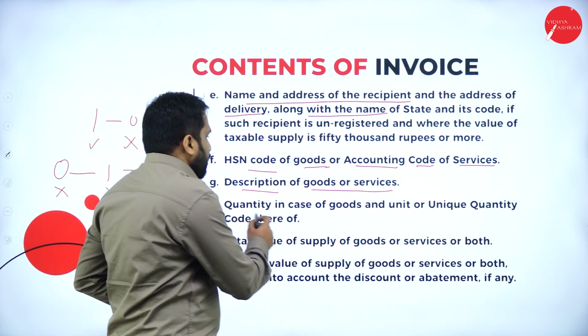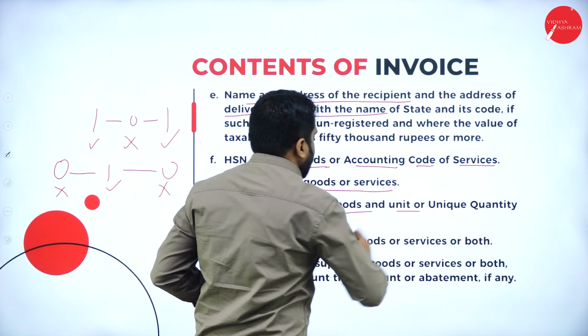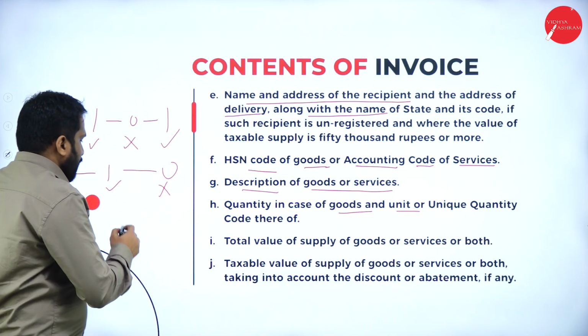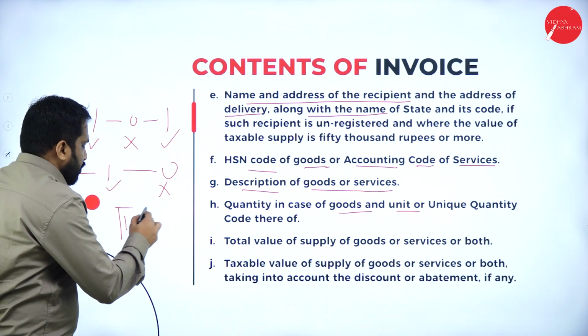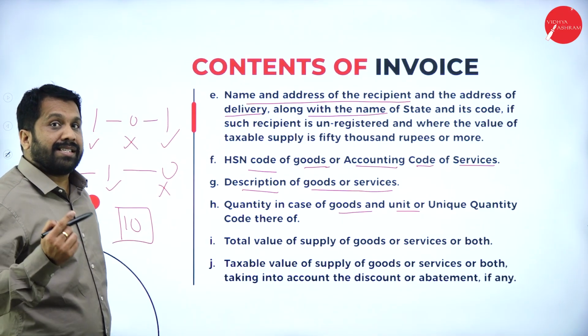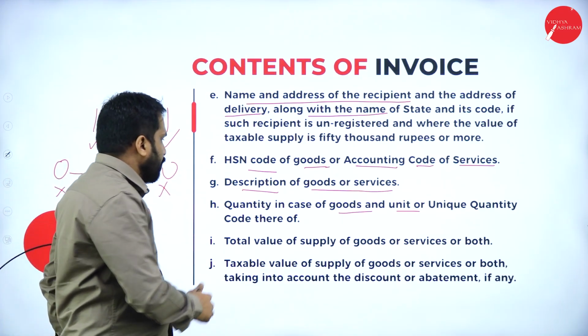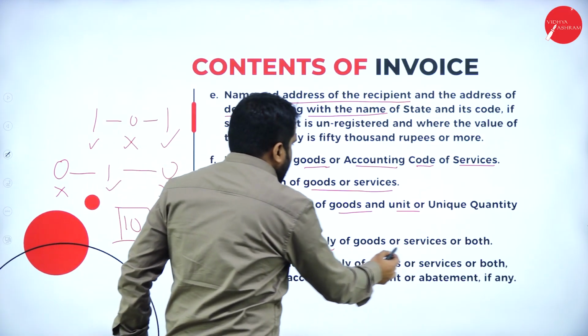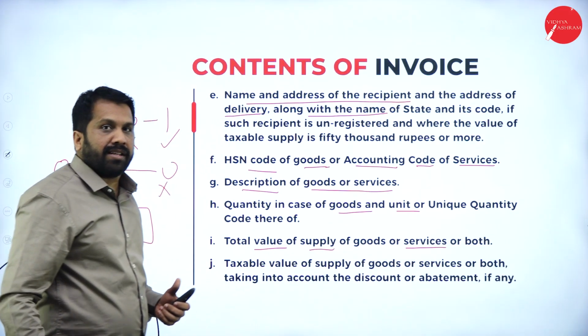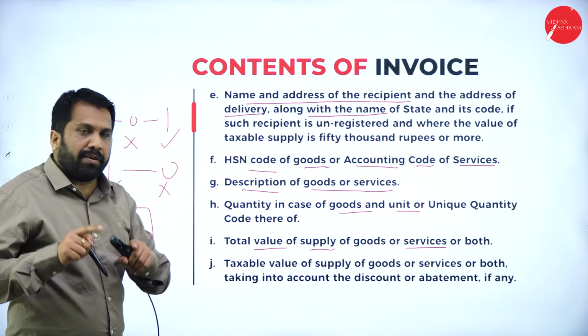Now, quantity in case of goods, and unit. For example, you are selling 10 units. You have to mention how many units you are selling. The quantity has to be mentioned. Then the total value of supply of goods and services. What is the total price? The invoice is made, and the main purpose is what?